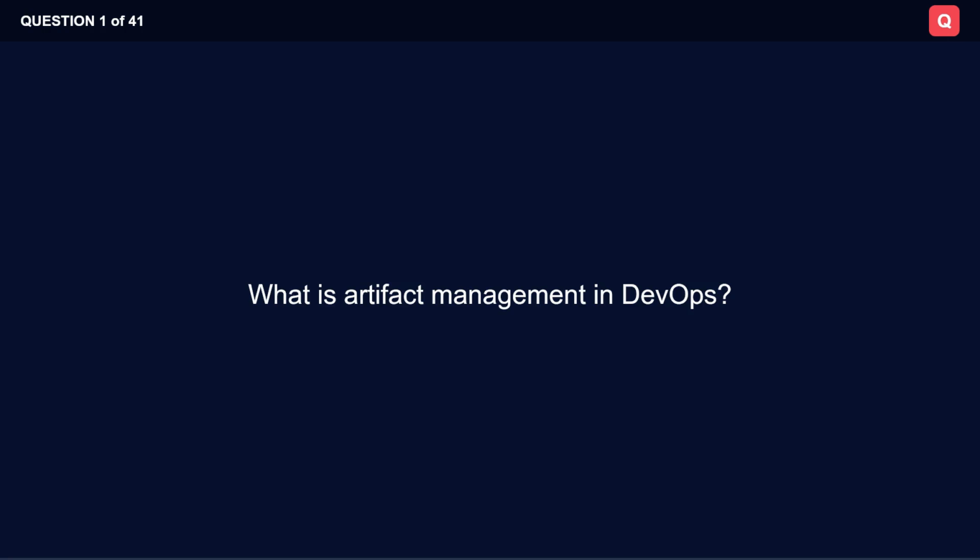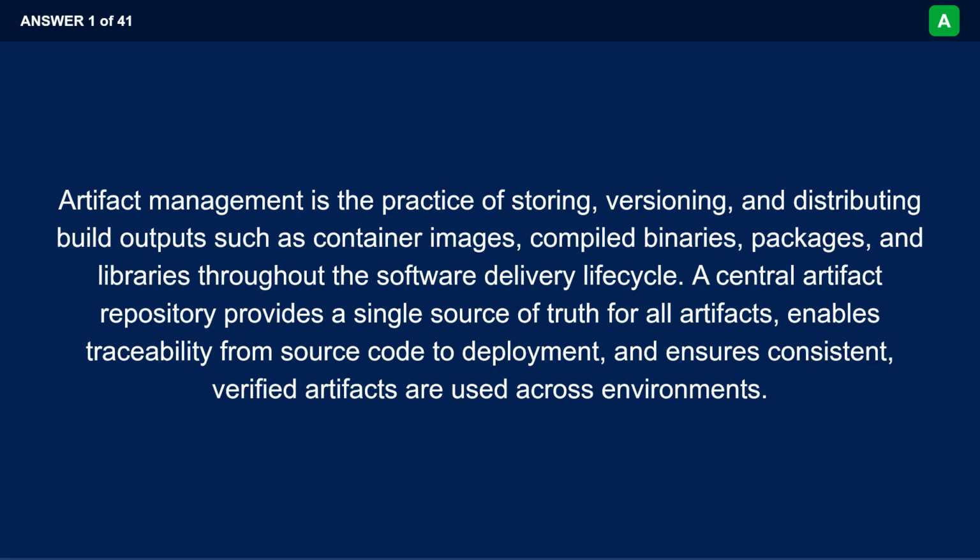What is artifact management in DevOps? Artifact management is the practice of storing, versioning, and distributing build outputs, such as container images, compiled binaries, packages, and libraries throughout the software delivery lifecycle. A central artifact repository provides a single source of truth for all artifacts, enables traceability from source code to deployment, and ensures consistent, verified artifacts are used across environments.